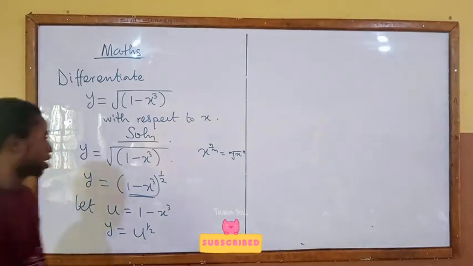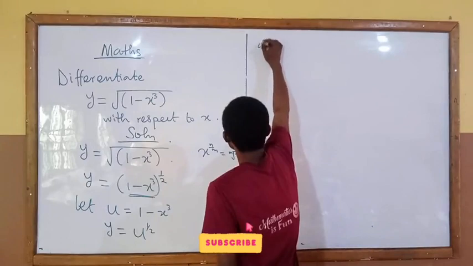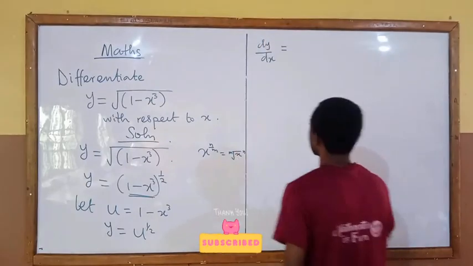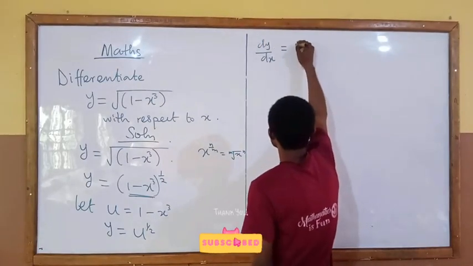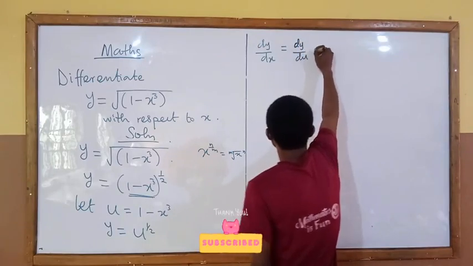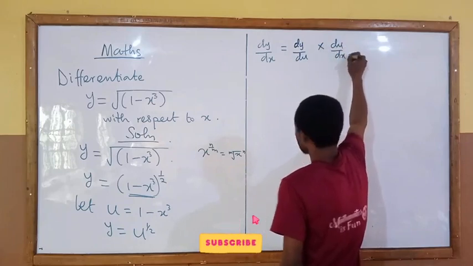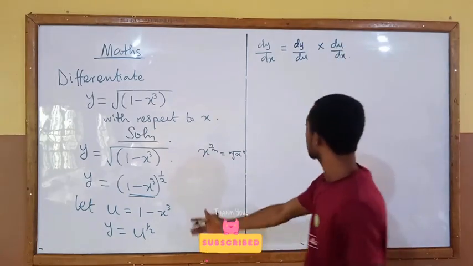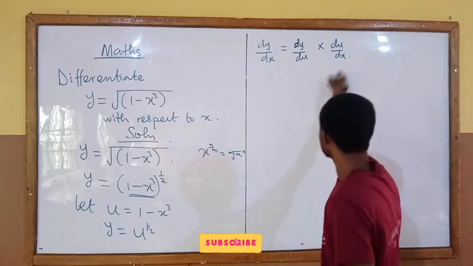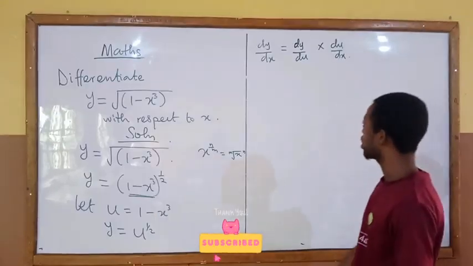Then from our formula for differentiating this using the chain rule, we have dy/dx equals dy/du multiplied by du/dx. So we need to differentiate u with respect to x, that's du/dx, and we need to differentiate y with respect to u, that's dy/du.